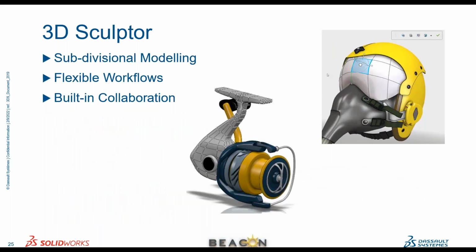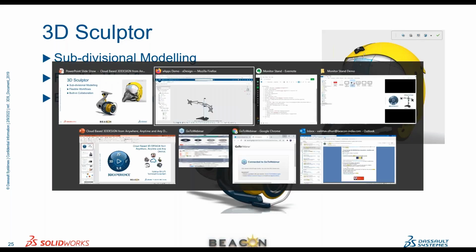So next we are going to see 3D Sculptor, which is a sub-D modeling tool, which has different capabilities than we have currently seen. So any of you that have faced issues with respect to creating very complex shapes, artistic shapes, or ergonomic shapes, this is the right tool for you, or the right technology for you, called sub-divisional modeling. So let us see what's there in it for us.